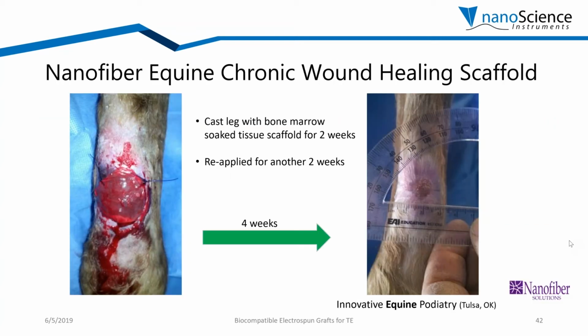Maintaining a similar thickness around your electrospun scaffold is necessary to improve and heal normal tissue. This specific example shows how an electrospun scaffold was soaked with bone marrow and casted in the leg of a horse for 2 weeks. While the tissue was slowly healing for that first 2 weeks, the same scaffold was reapplied after 2 additional weeks, meaning that at 4 weeks of exposure the healing process occurred.